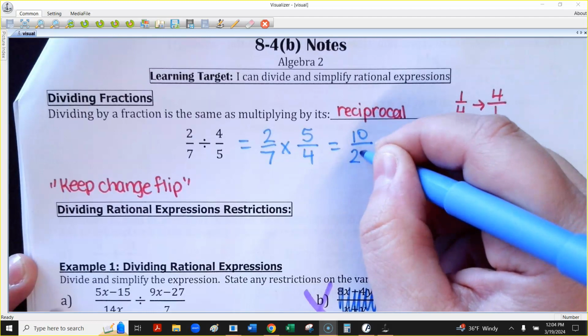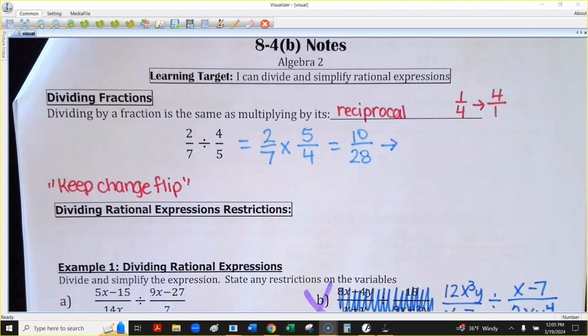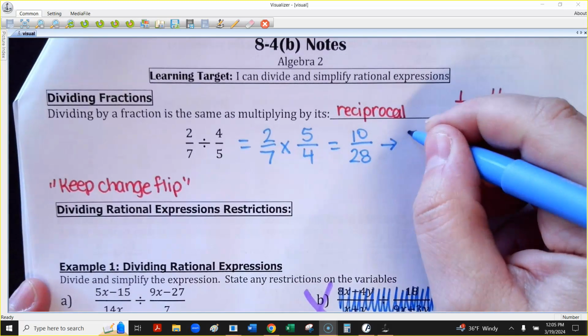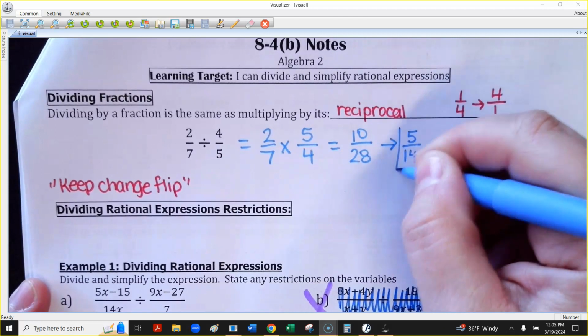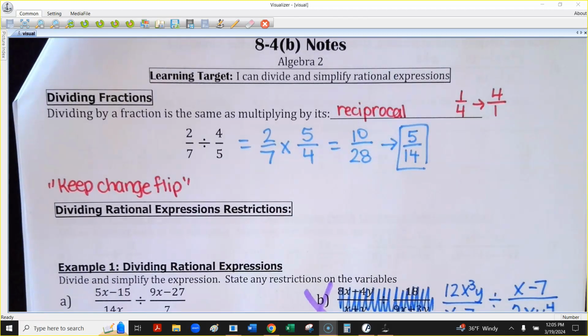And then if you can reduce it, you're totally allowed to do that. You can use your calculator or do it by hand. Both of those are divisible by 2. So that would reduce to 5/14. Some of the questions you might have to reduce a little bit, a lot of them maybe not so much. We'll be crossing stuff out like we did yesterday.